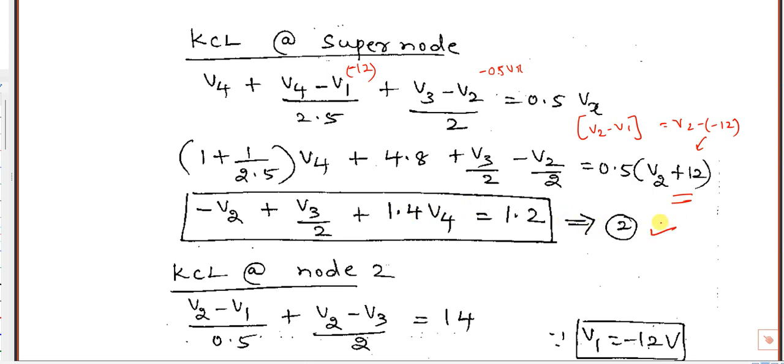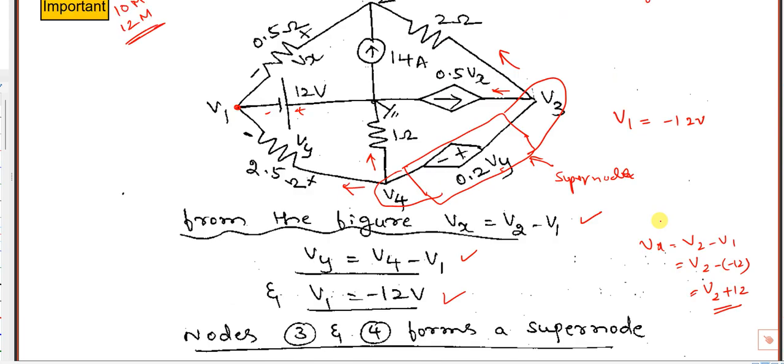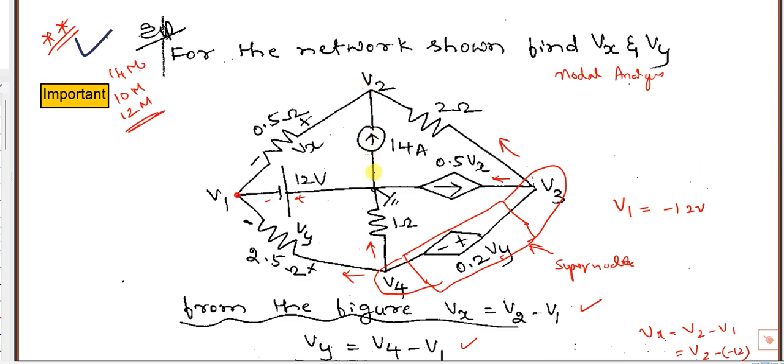Now apply KCL at node 2. I cannot apply KCL at 1 because there is a voltage source. I cannot apply KCL at V3 alone or V4 alone, but I can combine these two and form a supernode, and lastly we can apply KCL at the supernode. Here I can apply it: three currents are this side, three currents are away.